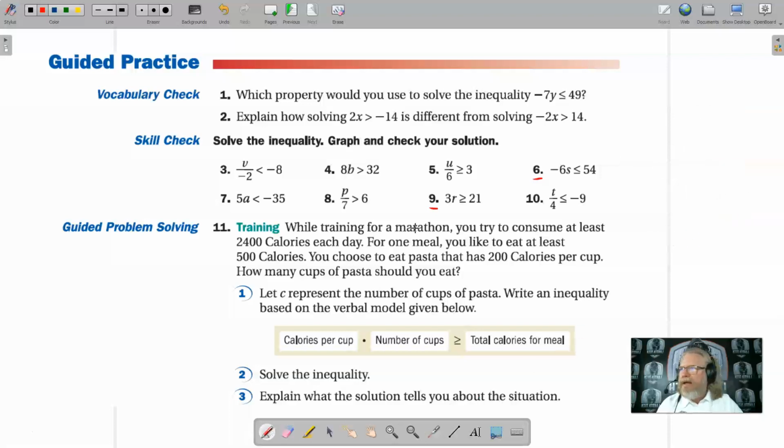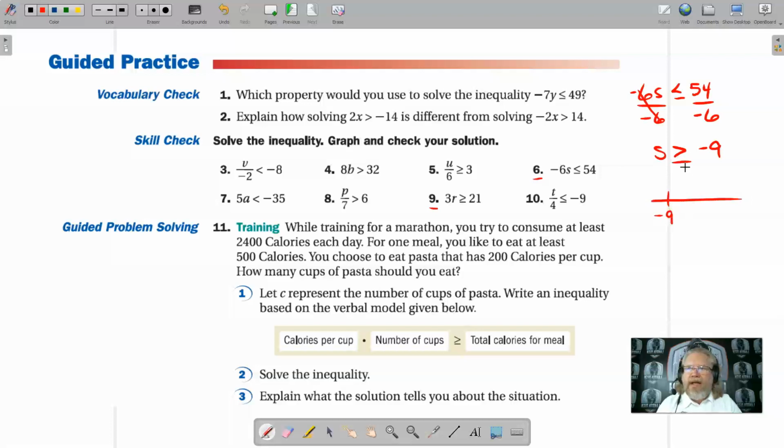Let's go ahead and do number 6. So I have negative 6s less than or equal to 54. So the negative 6 is tied to the s through multiplication. I'm going to use division to undo it. I want to divide by the very number I wish to get rid of, and what I do to one side, I do to the other. The negative 6s are going to cancel each other, leaving me with just s on the left. I did divide by a negative, so I need to switch the sign, right? And positive divided by negative is negative, and 54 divided by 6 is 9. So s is greater than or equal to negative 9, so there's our negative 9.